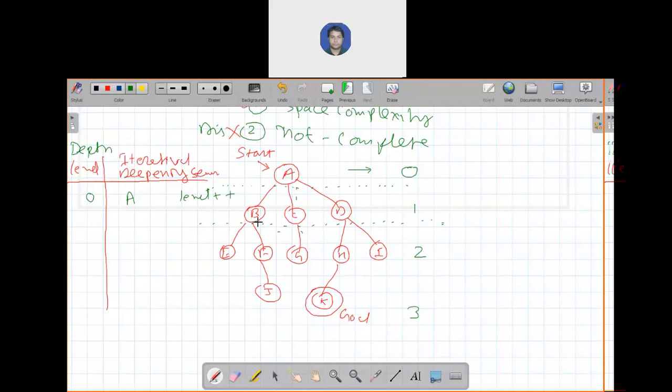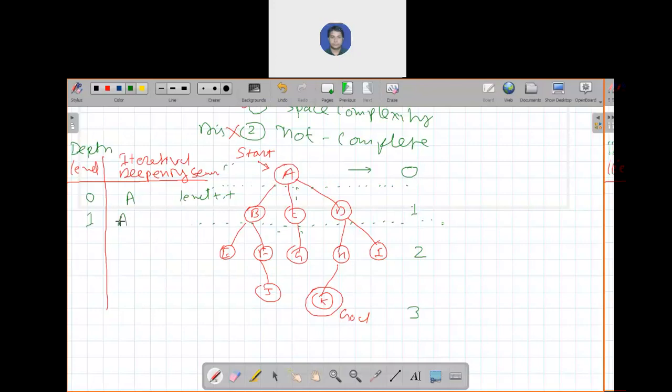Now it will search for your goal state in the next level. Here we will search our goal state till depth 1. So in depth 1, this is your graph. You just consider A, B, C, D. So start from the starting node.